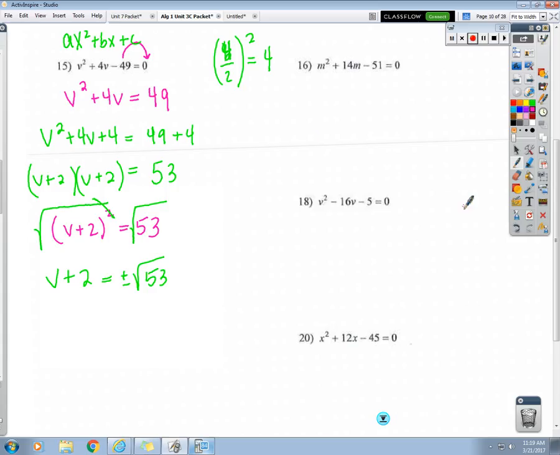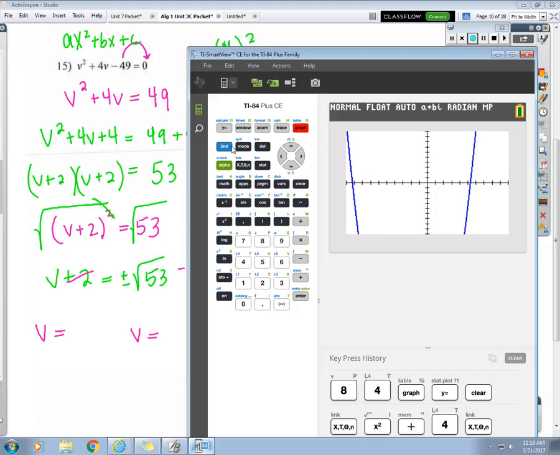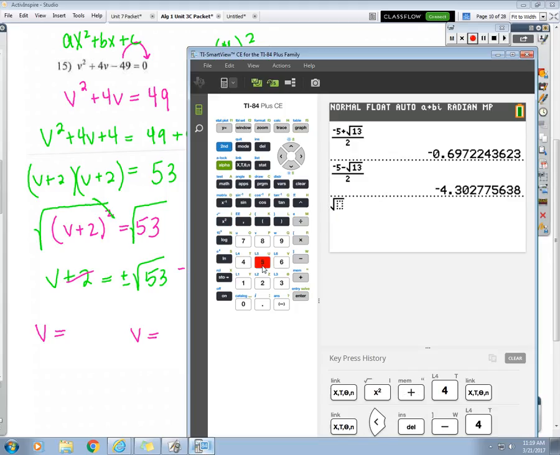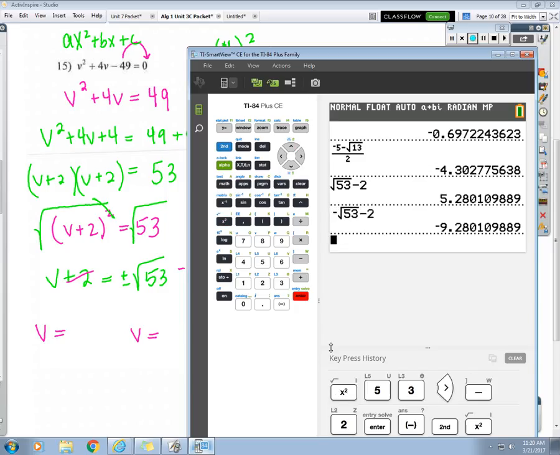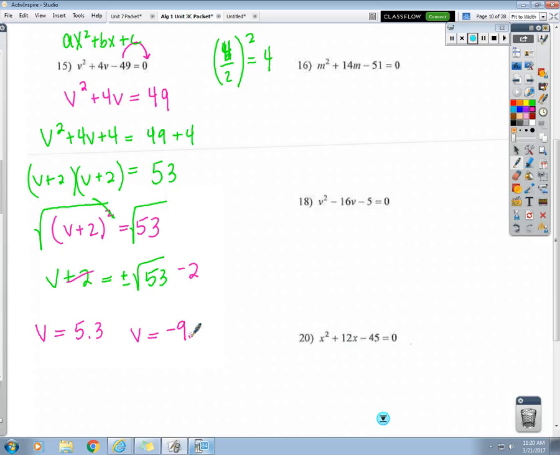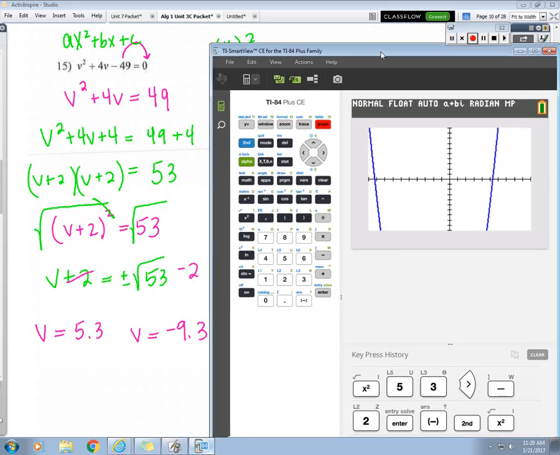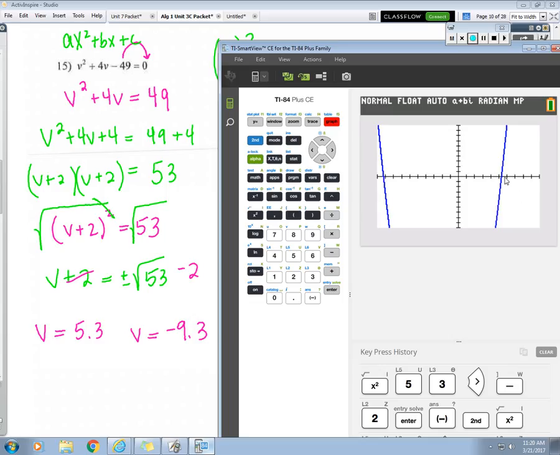Now, the last step to get v by itself is what? Right. Take this 2 and subtract it to the other side. So now your two solutions are the square root of 53 minus 2 and negative square root of 53 minus 2. So you would type them in like this. Square root of 53, but then on the outside of it, minus 2. And then negative square root of 53 minus 2. 5.3 and negative 9.3. And isn't that, on the graph, doesn't that look like about negative 9.3, and that looks about 5.3?